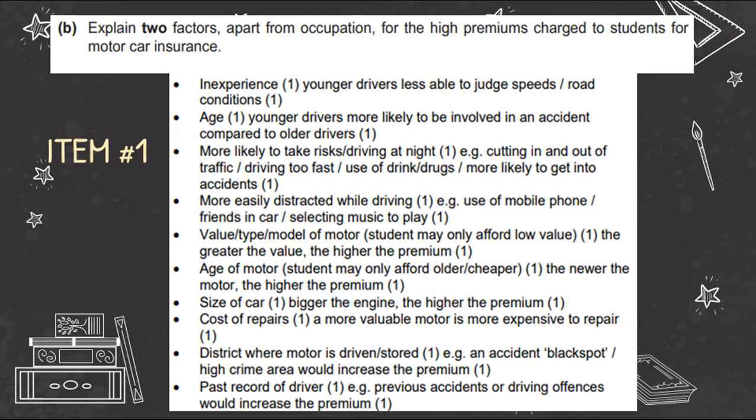Why do you think that younger drivers are mostly involved in accidents? Because, of course, younger drivers are more easily distracted while driving. For example, possibly they use mobile phones while they're driving. Possibly there are friends in the car, or of course while selecting music to play. So there are many reasons behind the distraction. So age is actually one of the biggest factors.